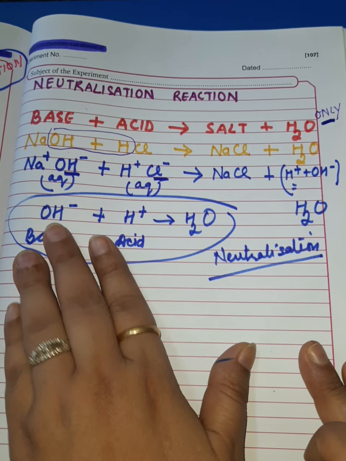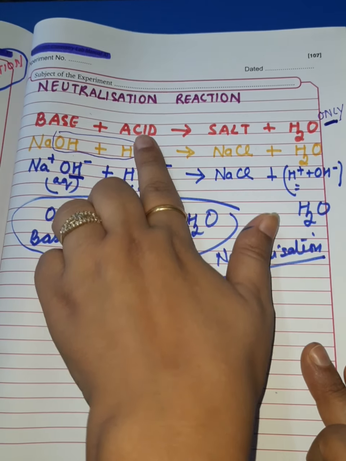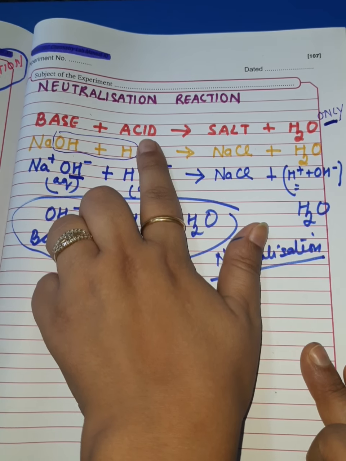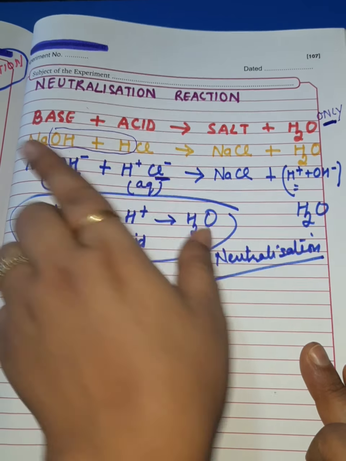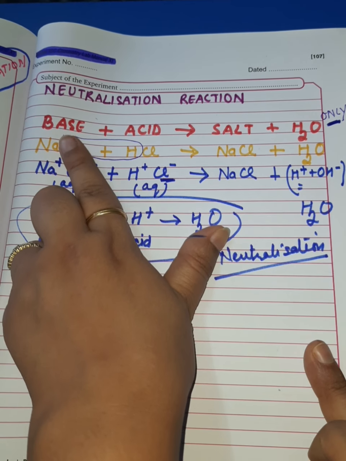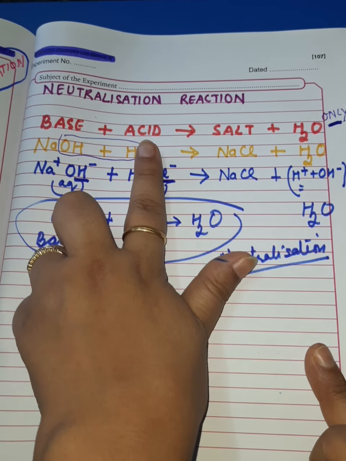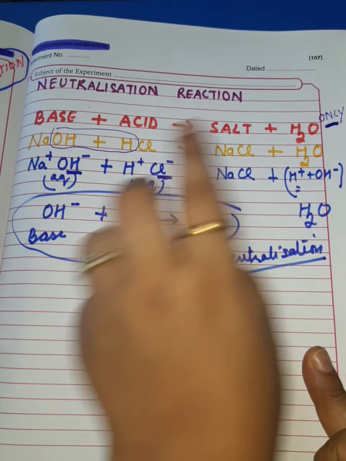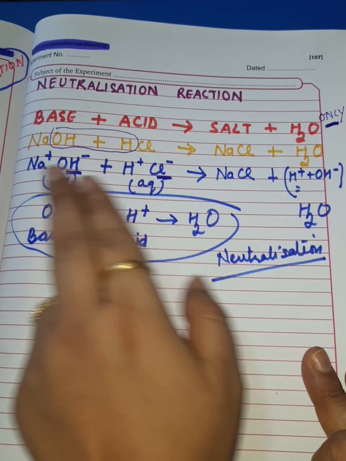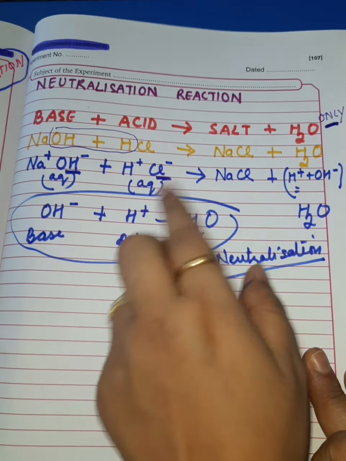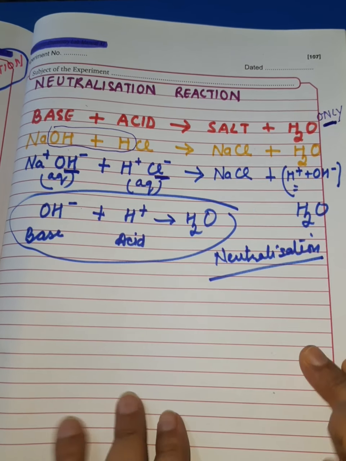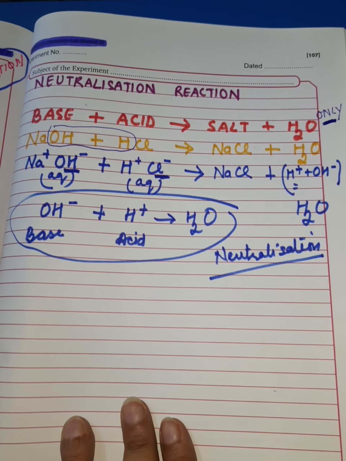Since OH minus is coming from the base and H plus is coming from the acid, that's the reason we say that neutralization reaction is the reaction between base and acid to form water. And the ions which are left combine to form salt. So this is about neutralization reaction.